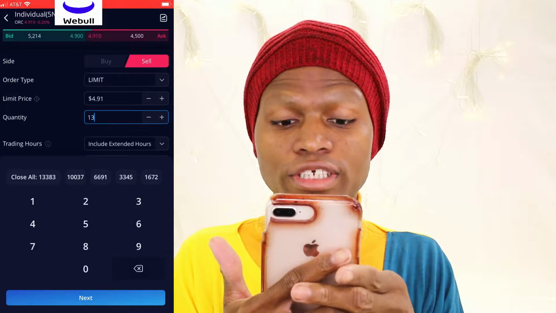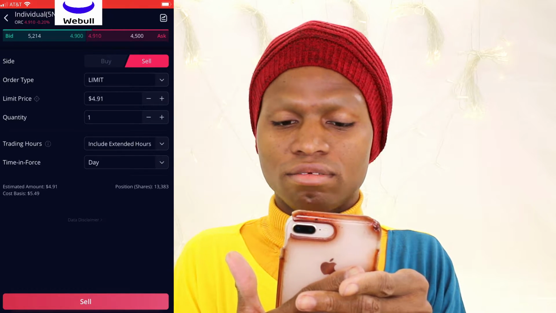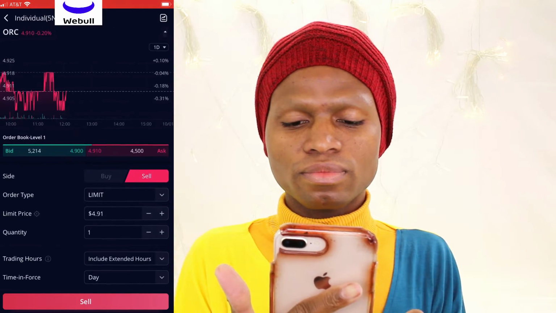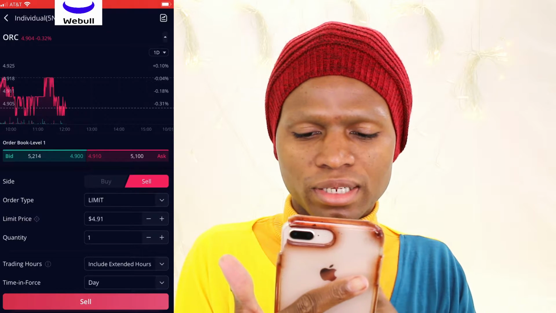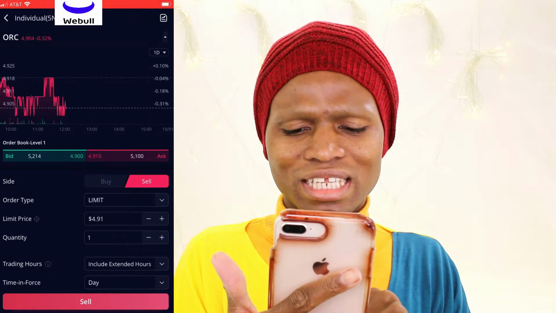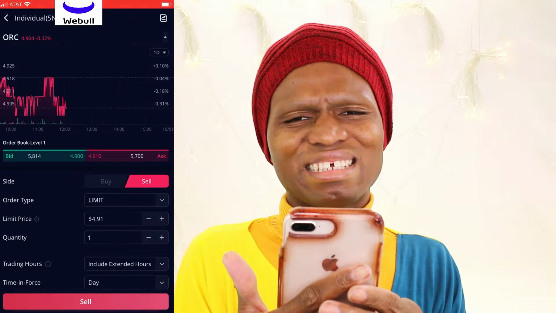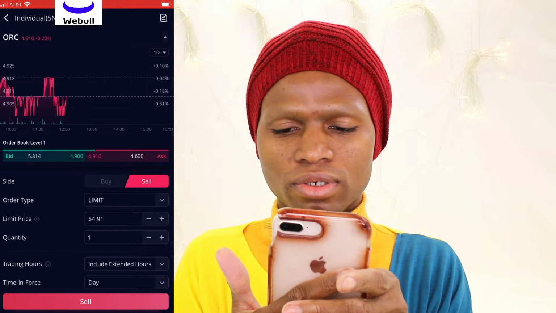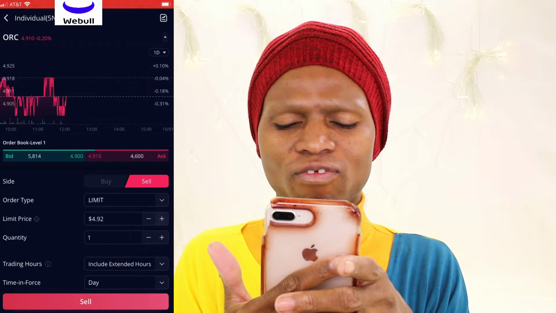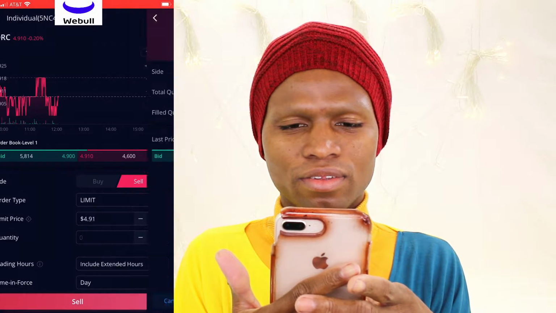Just 1, honey. If I sell all, I'll just start crying because that is a no. See, quantity, remember to change it to quantity 1, and you see the button now looks so crazy. The button now looks sad and angry, but red is one of my favorite colors, so I would go there and say I'm doing it for 4.92. Okay, so there.